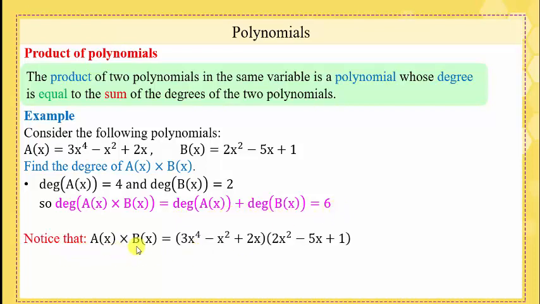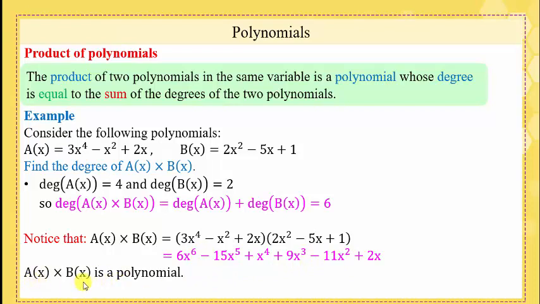Notice that A(x) times B(x) equals (3x^4 - x^2 + 2x) times (2x^2 - 5x + 1), both between parentheses. To multiply these two parentheses, we must multiply each term of the first parenthesis by all the terms of the second parenthesis. And then we reduce like monomials to get 6x^6 - 15x^5 + x^4 + 9x^3 - 11x^2 + 2x. The degree here is 6. A(x) times B(x) is a polynomial since it is the sum of unlike monomials.